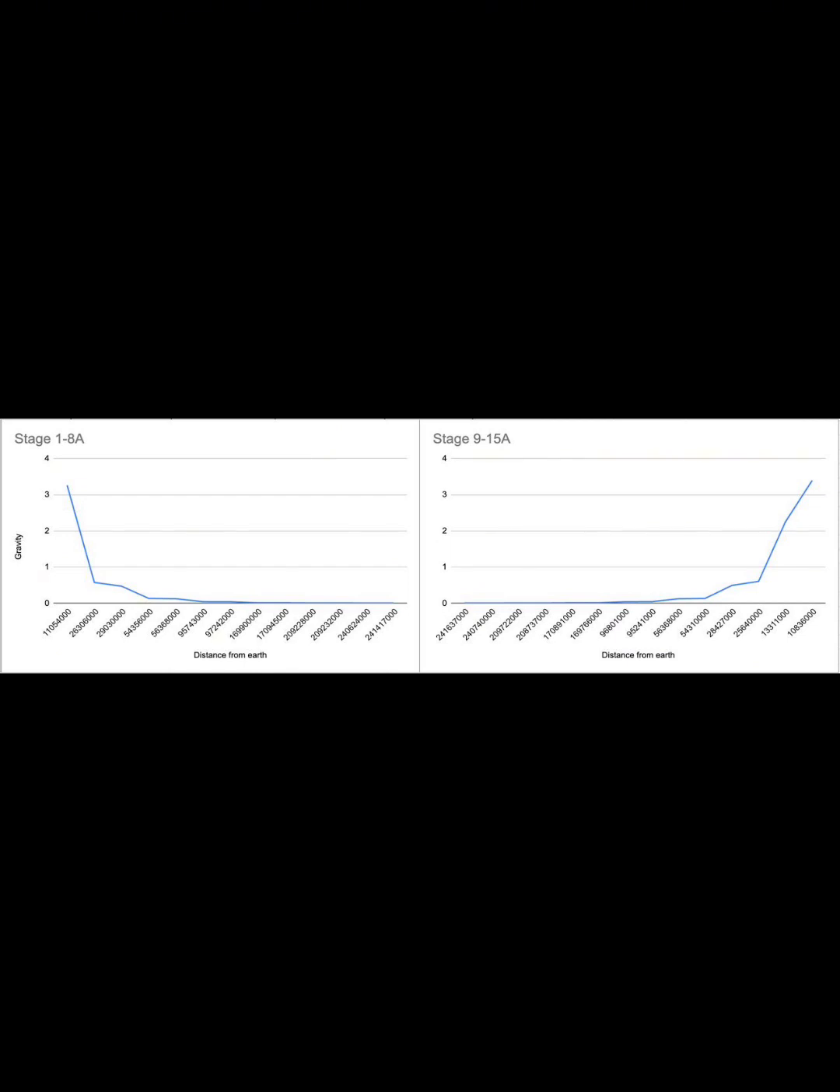From stage 9 onwards, the solve for G value remains relatively constant around 0.0068 G. This suggests that the force of gravity has reached a level that remains fairly steady as the rocket travels further towards the moon. So, gravity flattens out at a great distance from Earth. So, the increasing gravitational force from stage 9 to stage 15a is due to the combined effects of the moon's gravitational pull and the decreasing distance between the rocket and the moon.